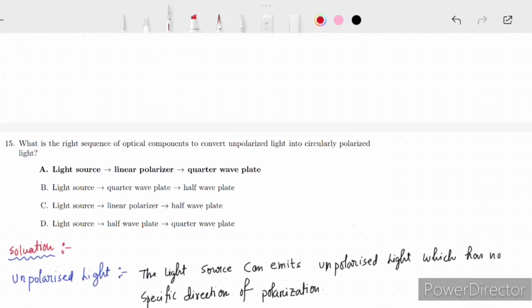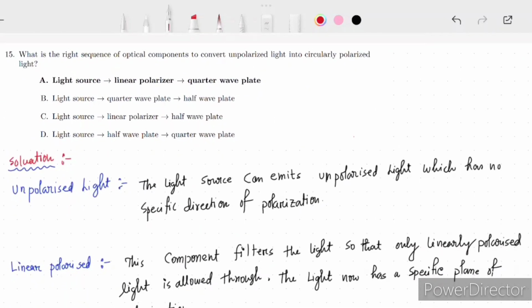Okay, this is question number 15. In the question, what is the right sequence of optical components to convert unpolarized light into circularly polarized light?